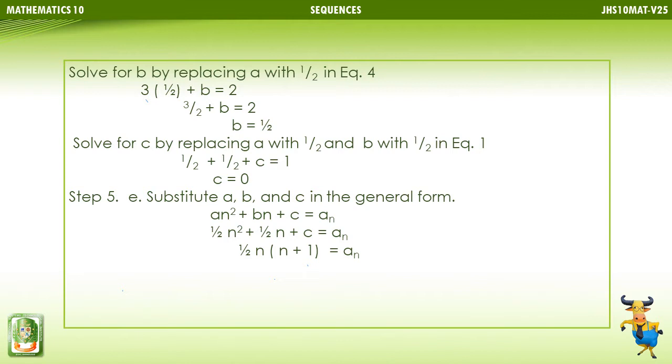an squared plus bn plus c equals a sub n. 1/2 n squared plus 1/2 n plus c equals a sub n. 1/2 n times n plus 1 equals a sub n.